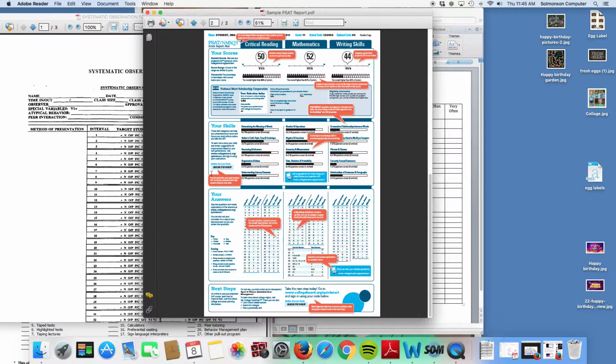This online access code gives them access to some college planning things that go hand in hand with taking the test. And then this tells them their actual answers on the test. So on question number 1, again, this is really small, they answered A. It is the correct answer.